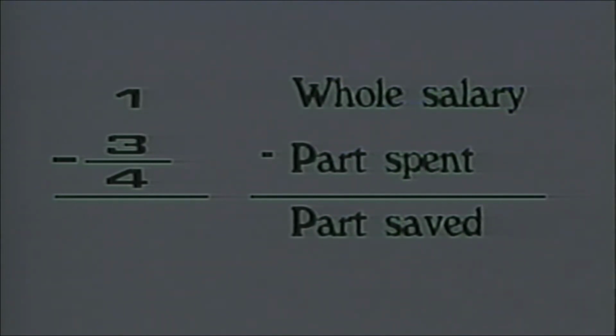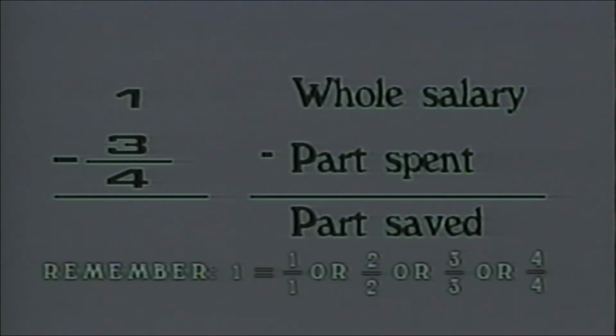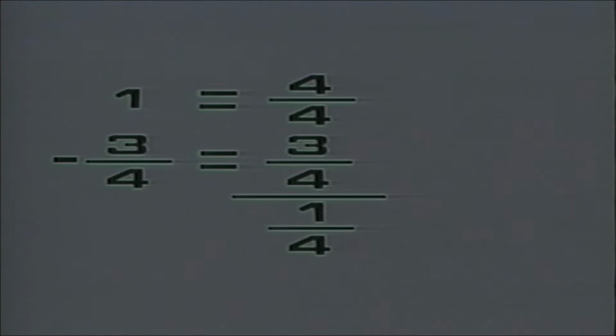Now what? Remember that 1 can be written as a fraction using any denominator. So 1 equals 1 over 1, or 2 over 2, or 3 over 3, or 4 over 4, etc. I see now. We'll write 1 as 4 over 4, so we can subtract like fractions. 1 minus 3/4 equals 4/4 minus 3/4. The result, 1/4.